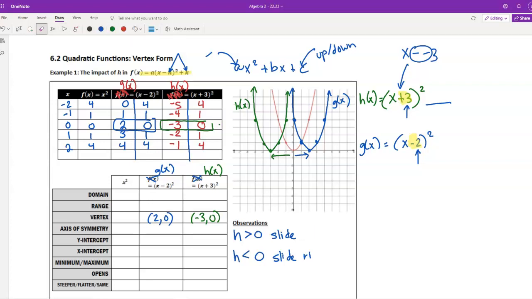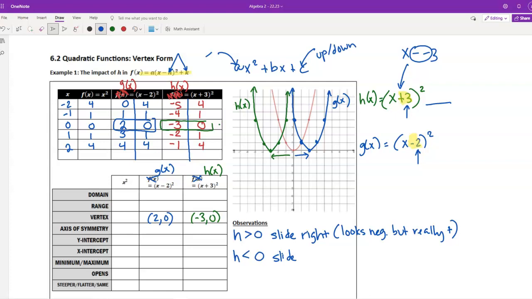If h is greater than 0, our h value, because again, this isn't greater than 0. It looks like it's greater than 0, but it's not. Remember, it's minus and negative. So if it's greater than 0, which this one is, we're sliding it to the right. It looks negative, but really it's positive because we're subtracting.